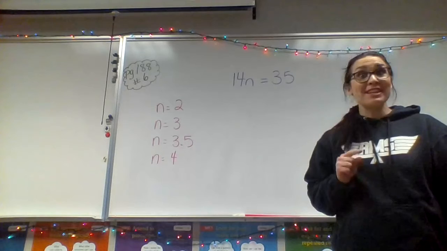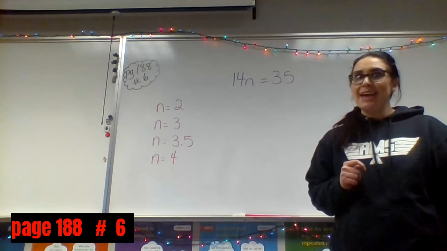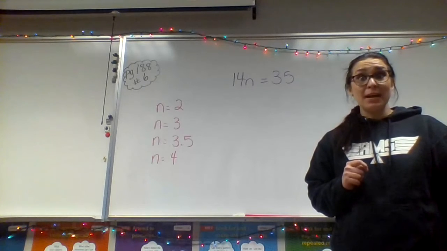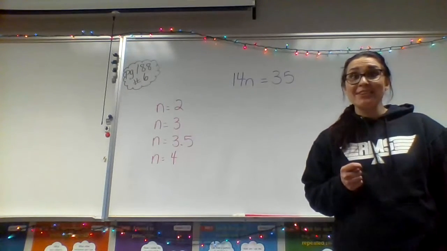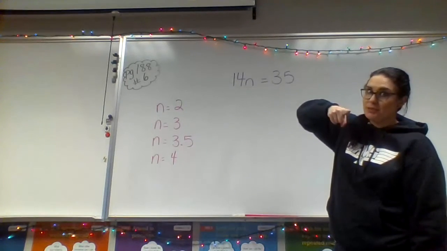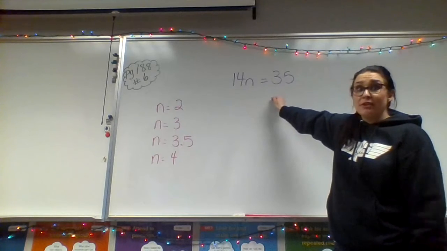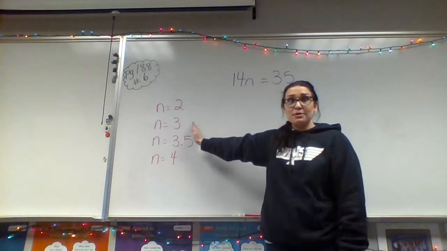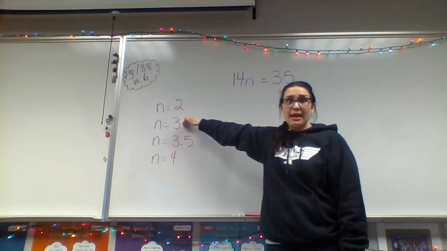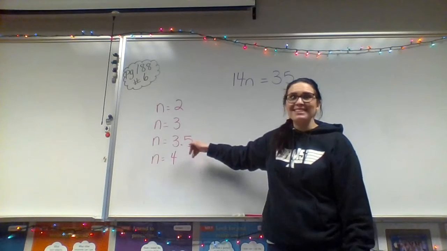So the next example I'd like to look at together is still on page 188, and it's number 6. So same setup as those last problems, my friends. It gives us an equation. So we have 14n. Remember, that means multiplication. So 14 times n, and I want this to be equal to 35. And here are our possible solutions. Either n equals 2, n equals 3, n equals 3.5, that's 3 and 5/10, or n equals 4.